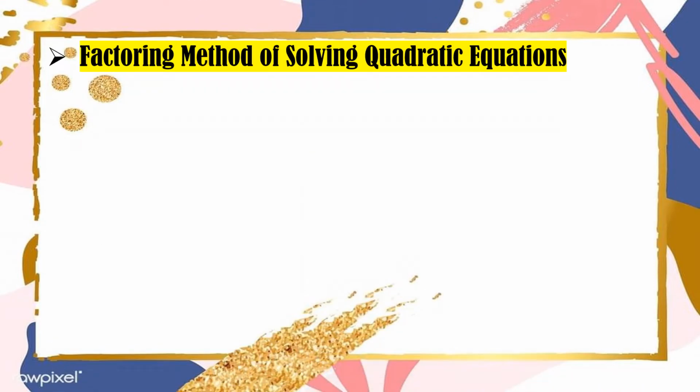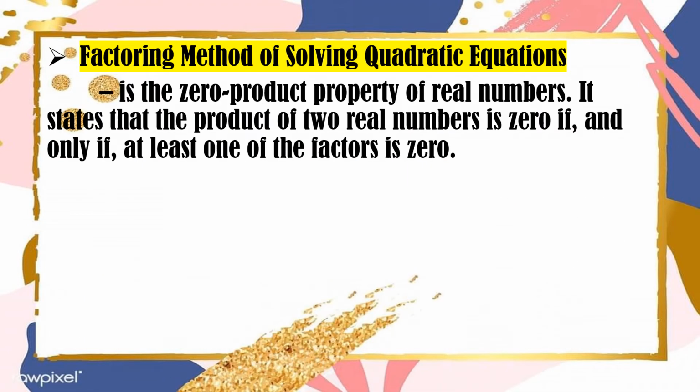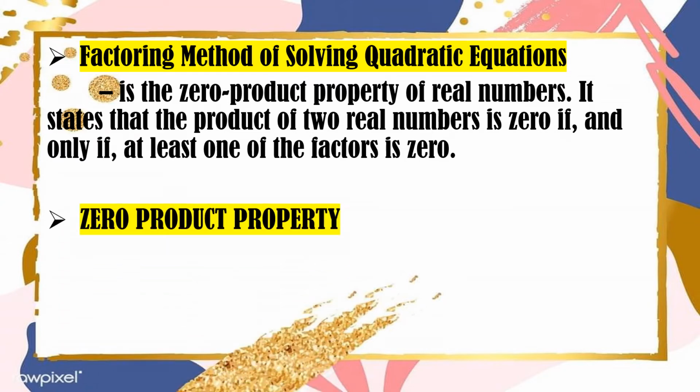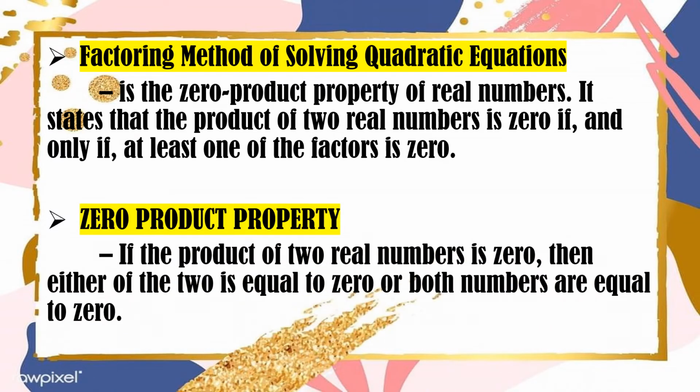The factoring method of solving quadratic equations is based on the zero product property of real numbers. It states that the product of two real numbers is 0 if and only if at least one of the factors is 0. The zero product property states that if the product of two real numbers is 0, then either of the two is equal to 0 or both numbers are equal to 0.